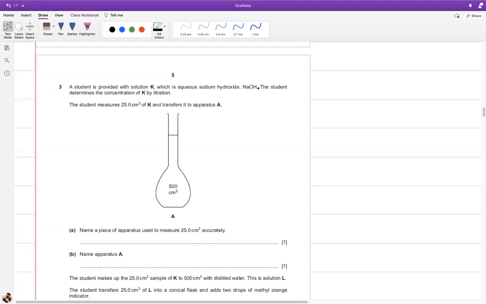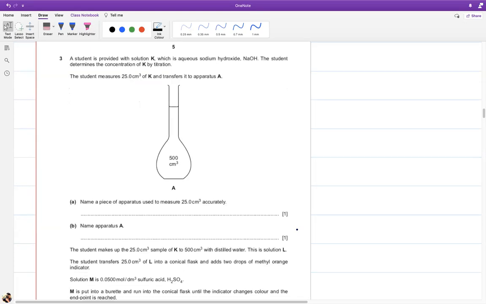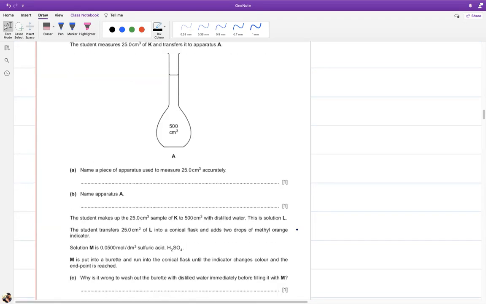अब A part में उसने पूछा है, name a piece of apparatus used to measure 25 cm cube accurately. That will be a pipette. You can say burette, but pipette is the best. Both of them are fine. And for the apparatus, you can say volumetric flask, or you can also call it graduated flask.